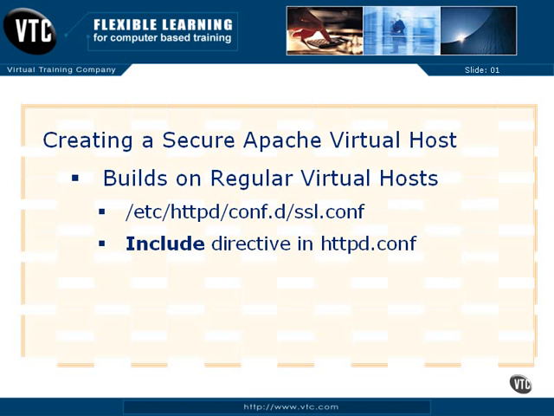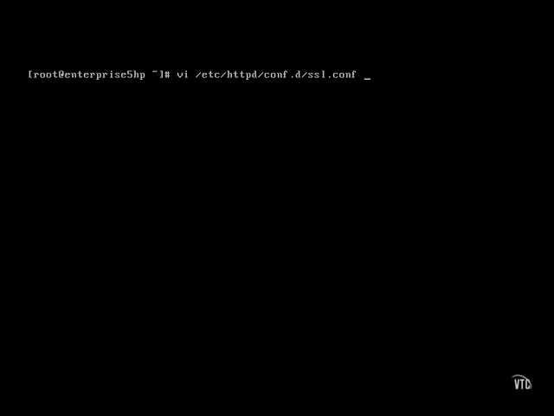This video builds upon what we learned in the video on creating regular virtual hosts on an Apache web server. In this video, we'll create two secure virtual hosts. For our benefit, the Apache packages include a template file, ssl.conf, in the /etc/httpd/conf.d directory. You may recall the include directive in the main Apache configuration file automatically includes the directives in the .conf files in this directory.